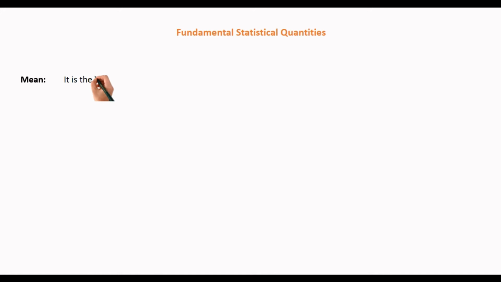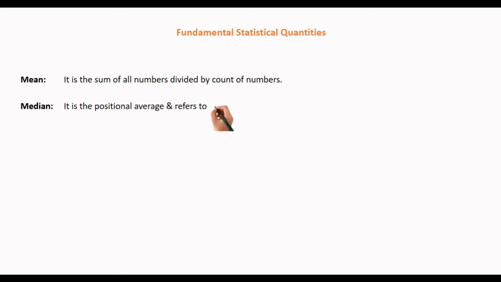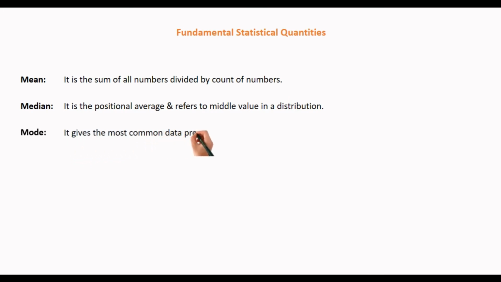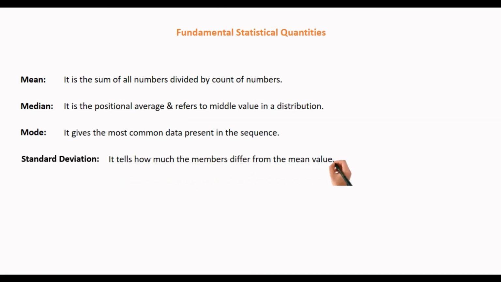Mean: it is the sum of all numbers divided by the count of numbers. Median: it is the positional average and refers to the middle value in a distribution. Mode: it gives the most common data present in the sequence. And then standard deviation: it is the number which tells how much the members differ from the mean value of a sequence. Now let's see how we can calculate these quantities in Python.